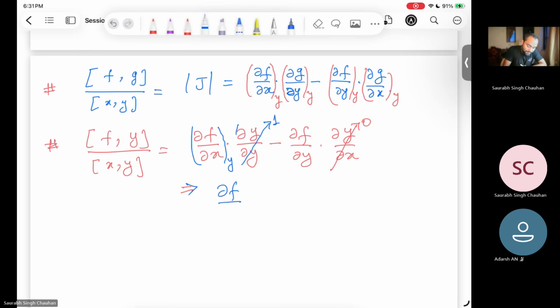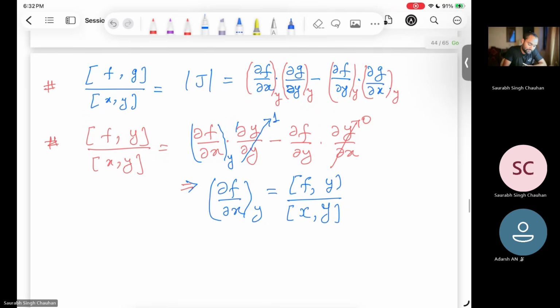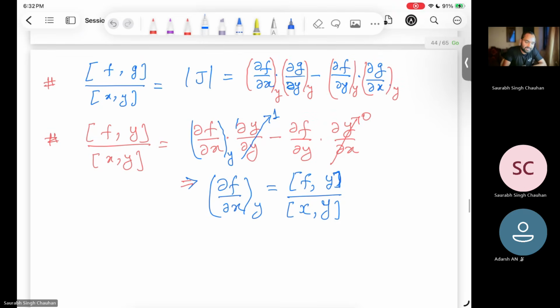So partial derivative of f with respect to x, keeping y constant, this can be written as dou f divided by dou x, and whatever is kept constant, that will come twice, once in numerator and once in denominator, right? Okay, fine. So this is one of the properties of Jacobian. There are several other properties of Jacobians.